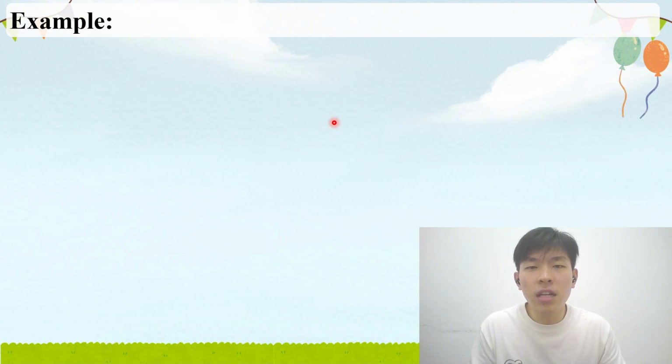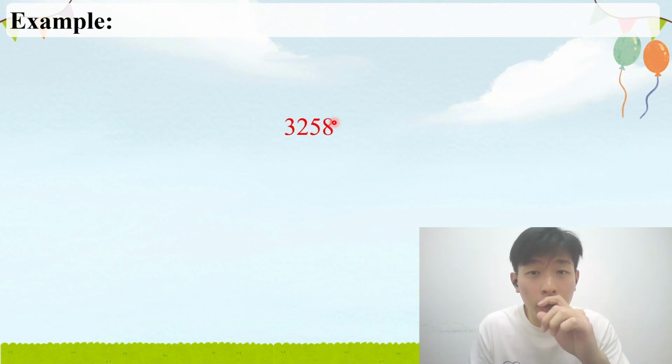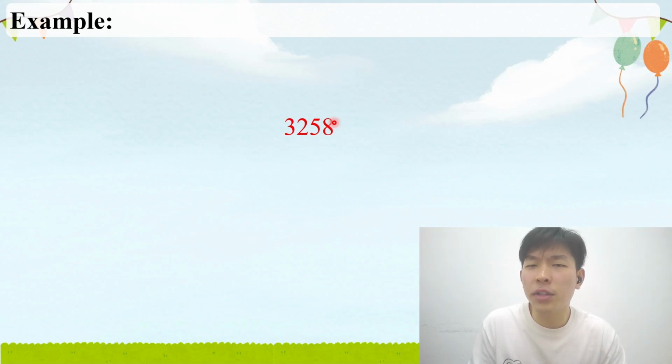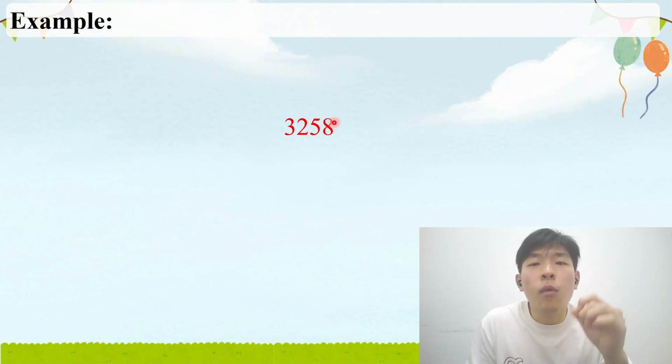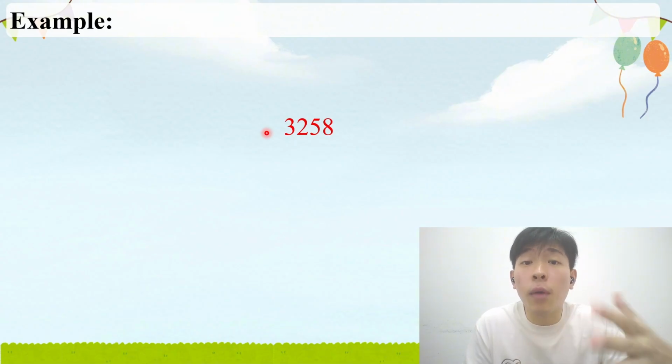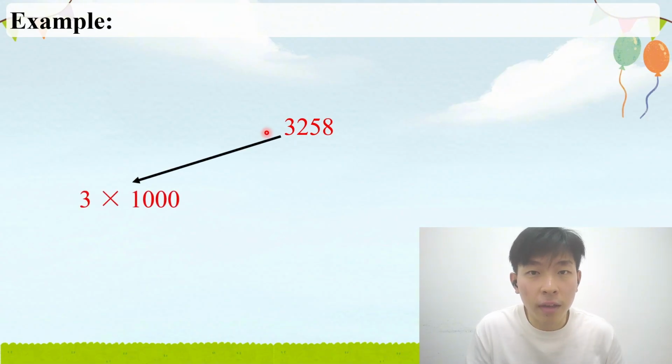So, first, let's look at an example. Let's say I want to find whether 3258, whether this number is divisible by 3 or not. Then what should we do? Instead of doing the long division method, we can first look at what is the digit value of each digit here. First, what is the digit value of 3? Very good, it is 3000. So here, there's actually 3 1000s. Let's split it this way.